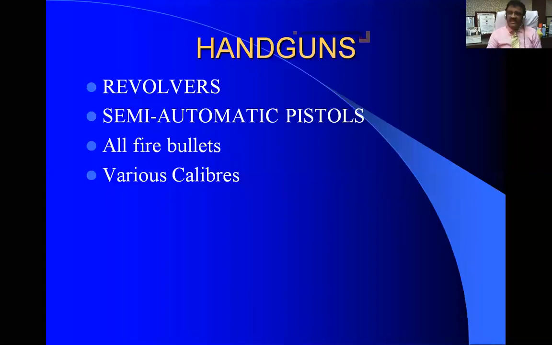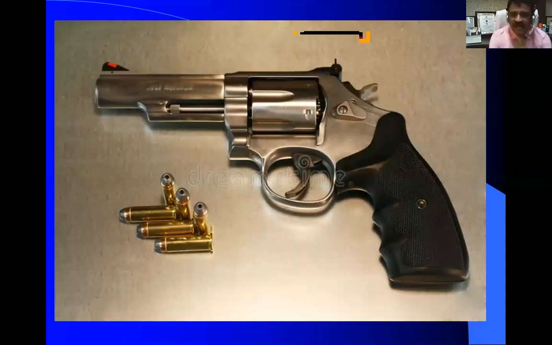Now today we will study handguns and rifles and other guns. So now let us deal with handguns. Handguns include revolvers, semi-automatic guns, semi-automatic pistols, all fire bullets. All of these use bullets of various calibers to fire. Here you see one revolver.